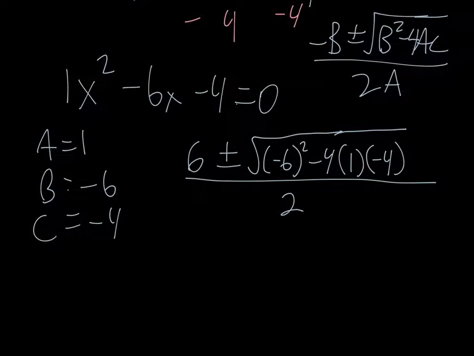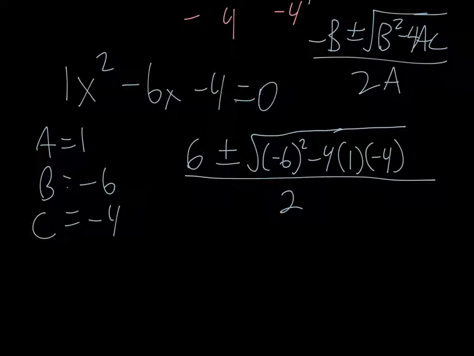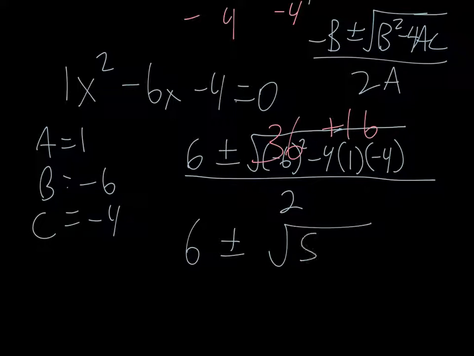So now you need to grab a calculator and figure out the inside of the square roots. Negative 6 squared is 36. Negative 4 times negative 4 is positive 16, so 36 plus 16 is what, 52? So that's 6 plus or minus the square root of 52 all over 2.